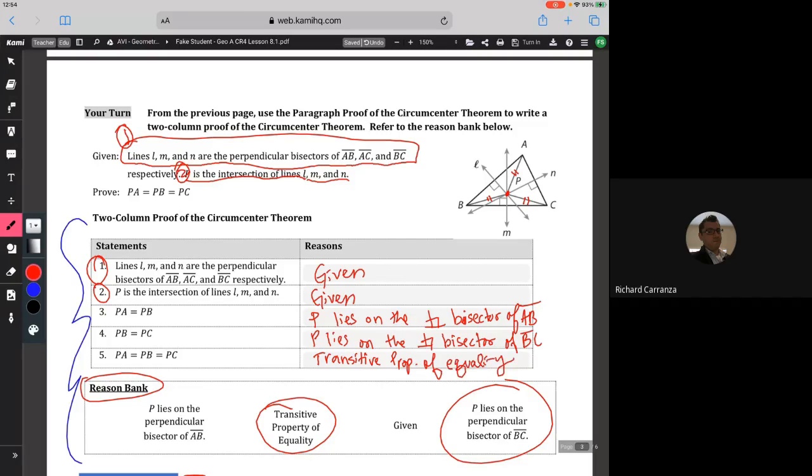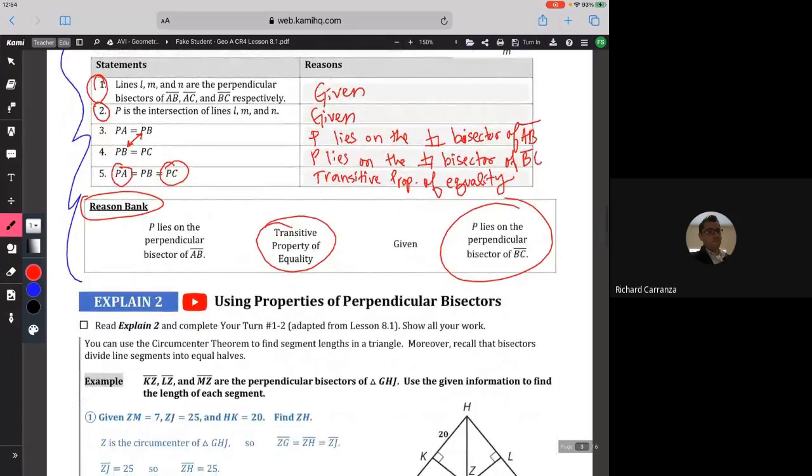You could also notice it here. So notice that both of these are equal to PB. So then the other one, we could say that PA is equal to PC. That's what the transitive is.